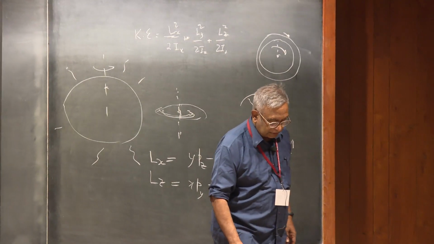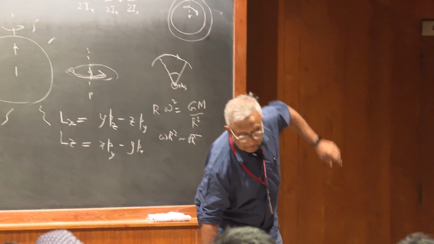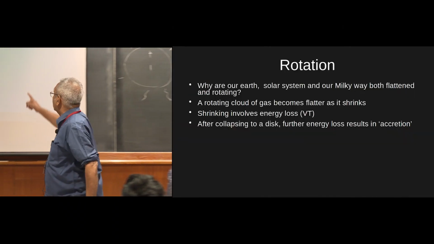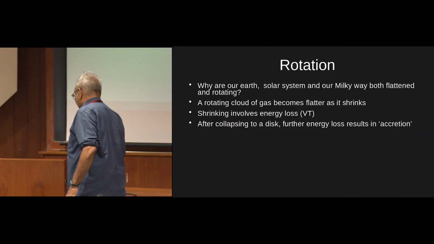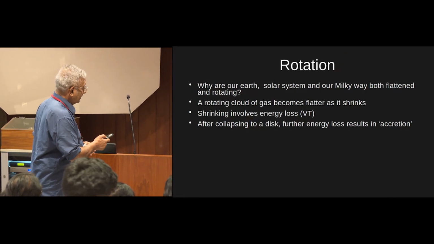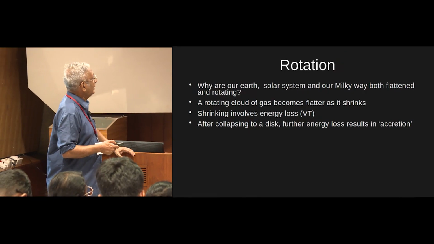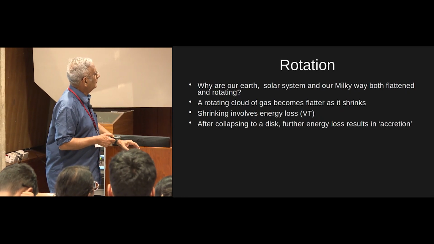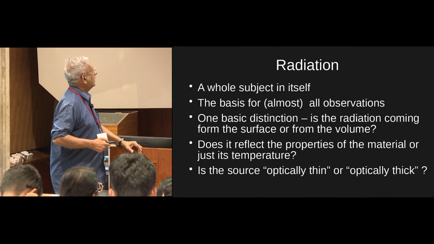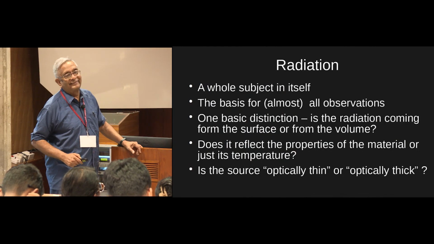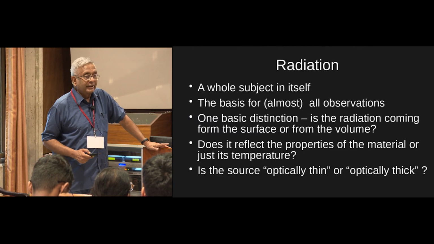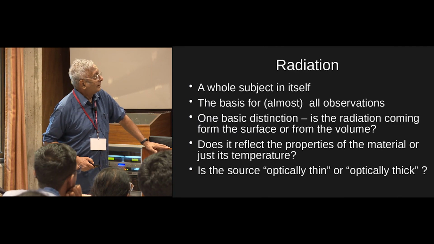Okay. So, let's continue. So, further energy loss results in accretion, which means some mass going in. In fact, most of the mass going in, but most of the angular momentum going out. Right. Okay. So that's a very sketchy account of some dynamical processes involving gravity.